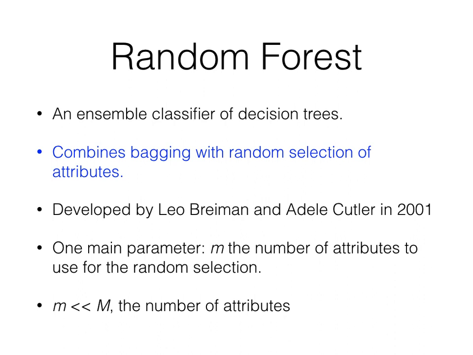Random forests were developed by Leo Breiman and Adele Cutler in 2001, and they've got two main parameters, although I've only listed one here. The main parameter is m, which is the number of attributes that they're going to use to build the decision tree. We'll see that in a minute. Usually you choose m much, much less than the number of attributes. Often there's rules of thumb where you'll take the square root of the number of attributes, so quite a lot fewer attributes. There's also one other parameter, and that's the number of decision trees in the forest. So there's two main things: the number of decision trees and the number of attributes to choose.